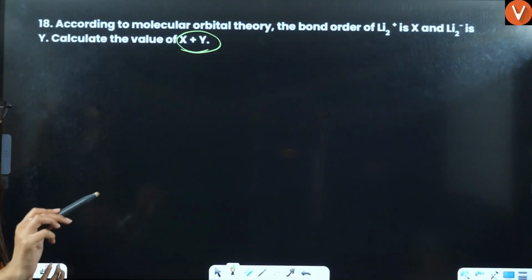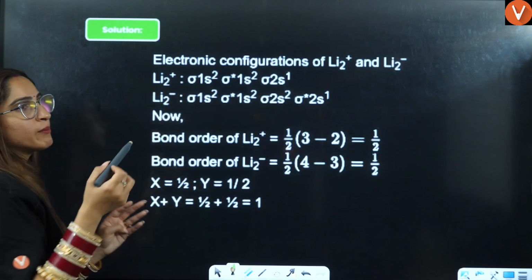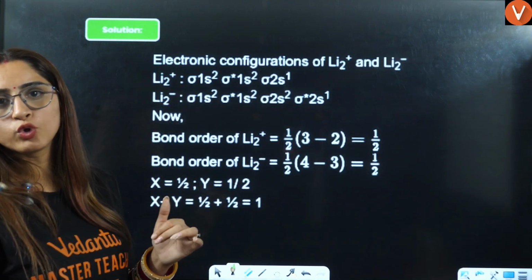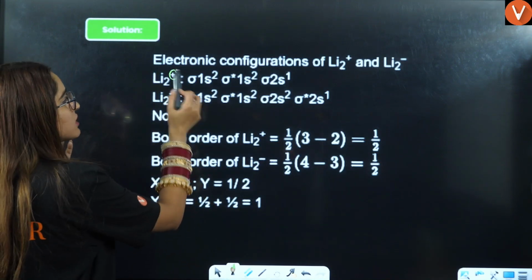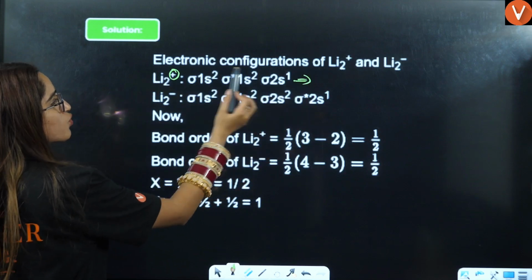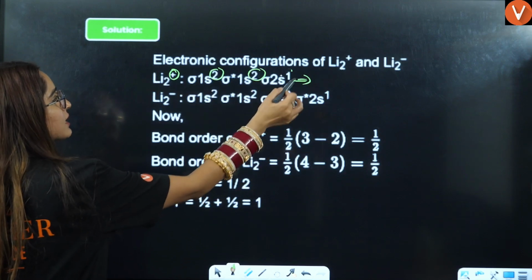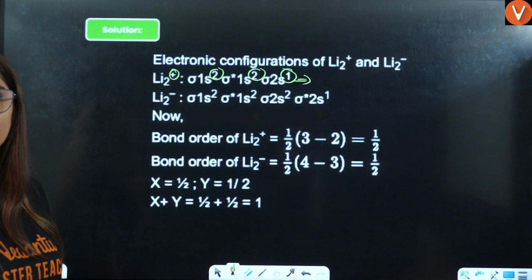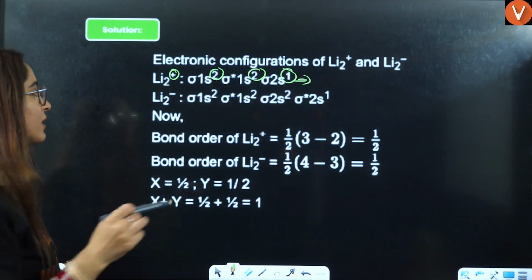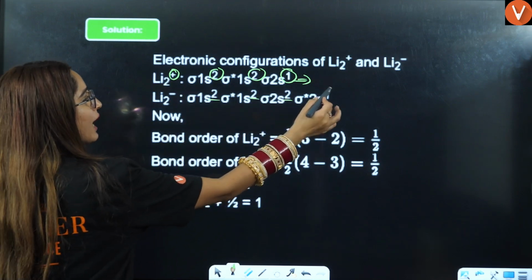Now, lithium is hydrogen, helium, lithium, it is 3. 3 into 2 is 6. Right? 6 minus 1 is going to be 5. So, it is 2, 2 and 1 electron. Right? Talking about Li2 negative, that is 6 plus 1. So, it is 2, 2, 2 and 1.